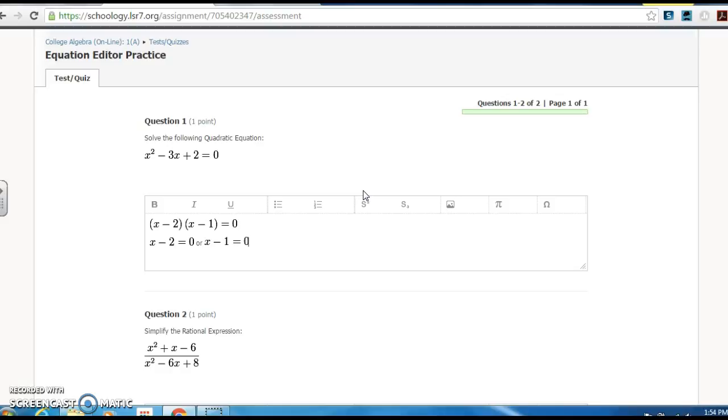You don't need to show me the step where you add 2 to both sides or add 1 to both sides. That's basic middle school algebra. So from here, you can just say x equals 2 or x equals 1. Okay. So that problem is done.